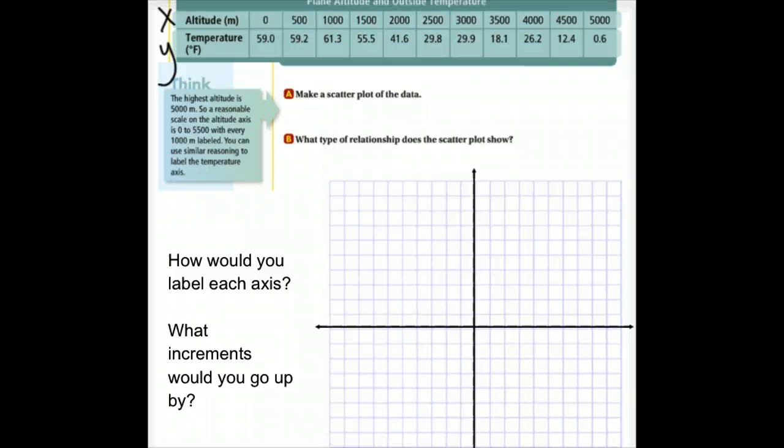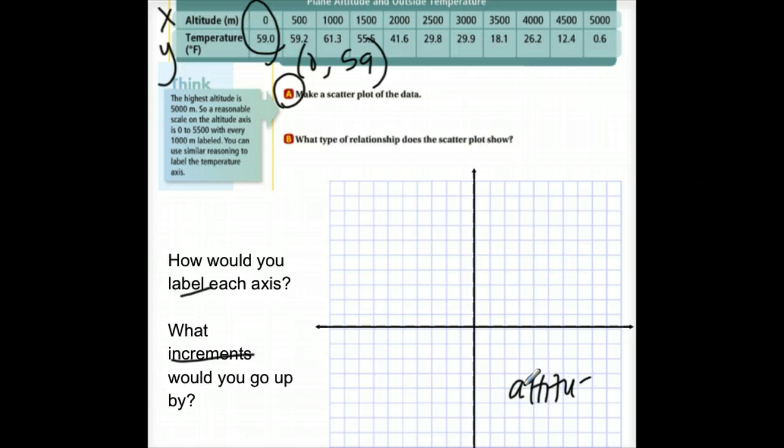So, first step is simply to make a scatter plot. Now, every x and y is like an ordered pair. So 0, 59 is what we would graph. But first, we need to label each axis and the increments we're going to go up by. Remember, we're going to use just this first quadrant. Altitude is my x value, so my x is my altitude, and up my y-axis is the temperature in degrees Fahrenheit.